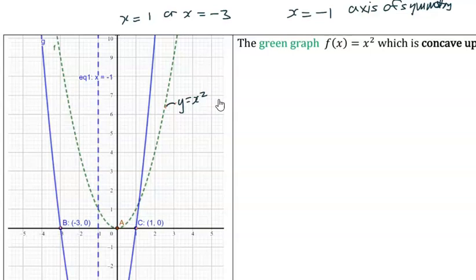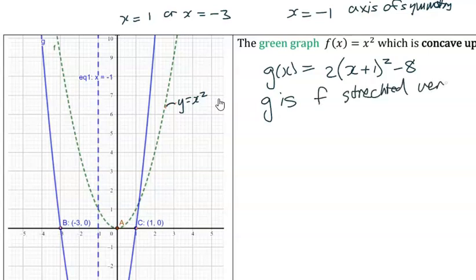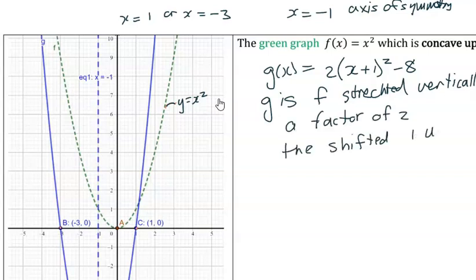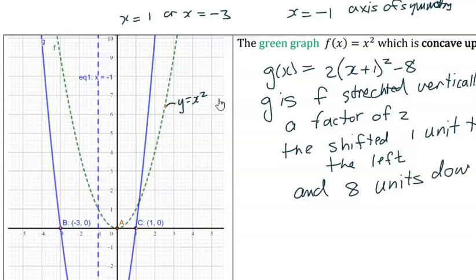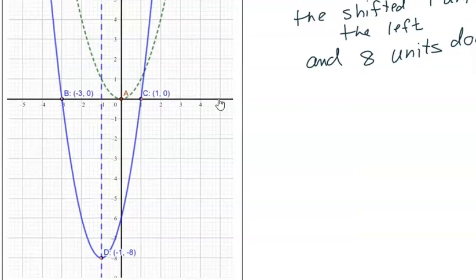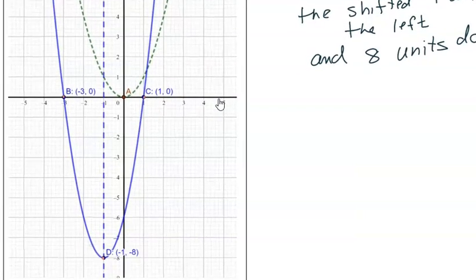So what happens? We see that we have g of x is equal to 2 times (x plus 1) squared minus 8. So that means g is f stretched vertically by a factor of 2, then shifted 1 unit to the left and 8 units down. And just take care that when you draw the graph that you never make this a sharp edge.